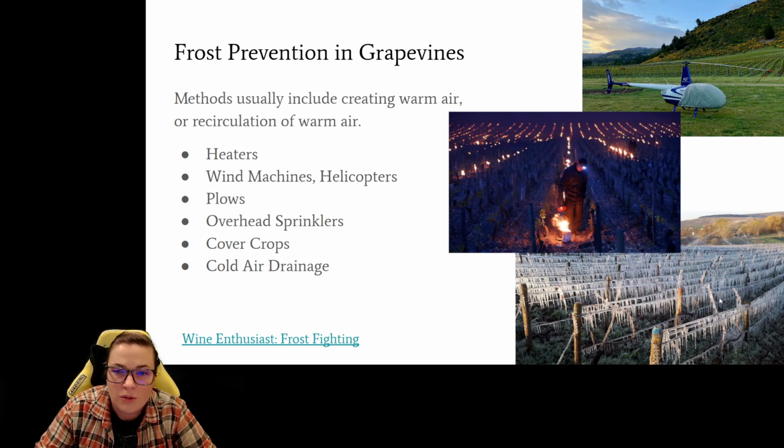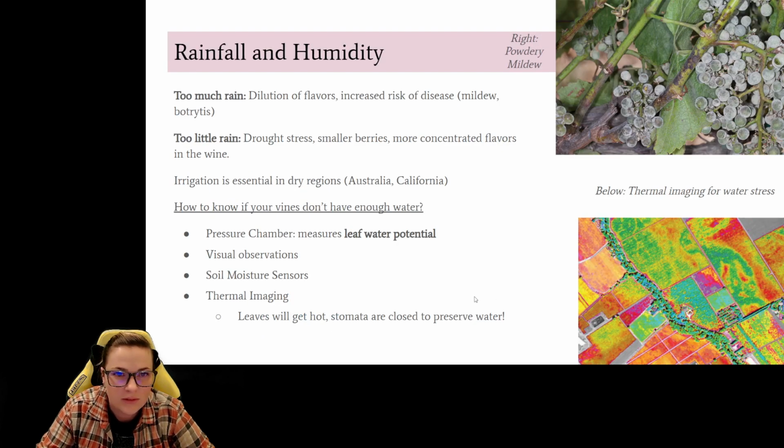A lot of local wineries will employ overhead sprinklers here in the Sierra foothills, so that is something that you will see. Cover crops and cold air drainage are also things that we can utilize as well, but you can look more into those if you like. But lots of things. Okay, rainfall and humidity will be the next topic for climate, right?